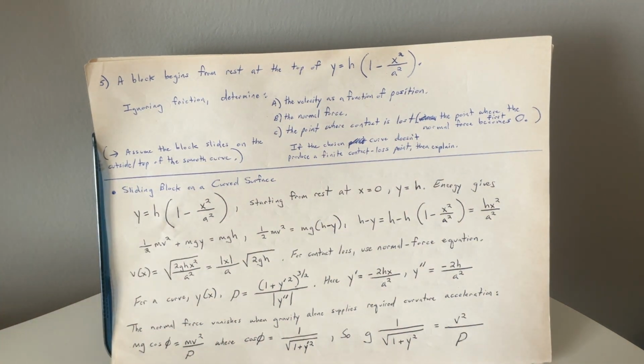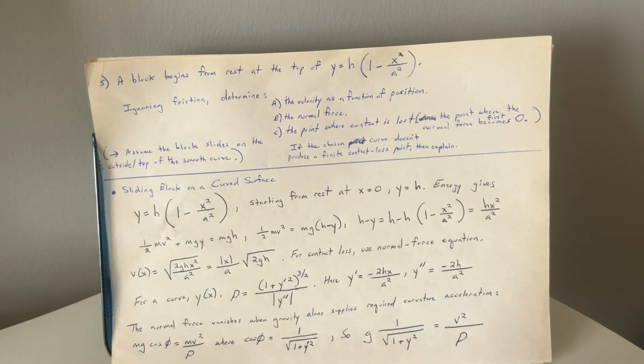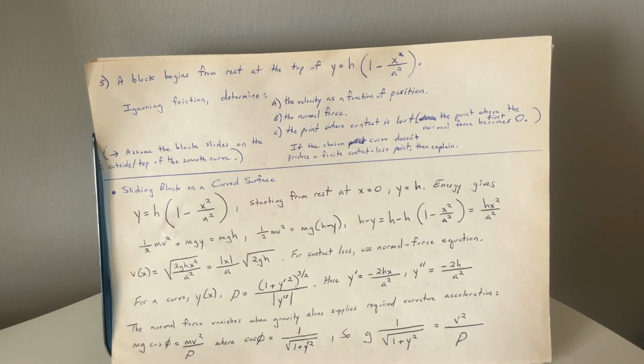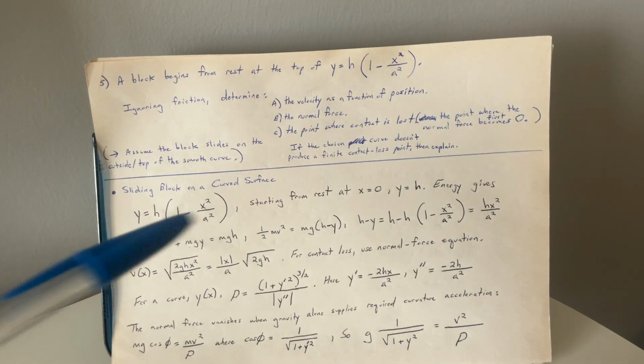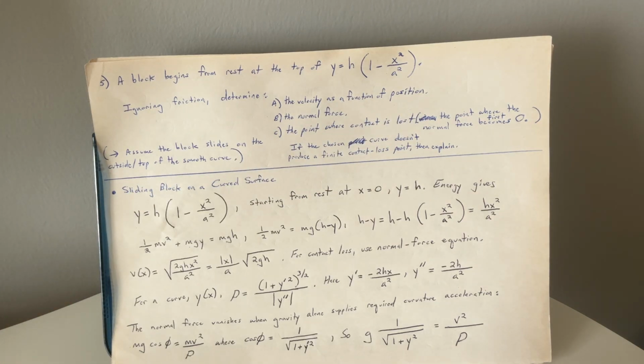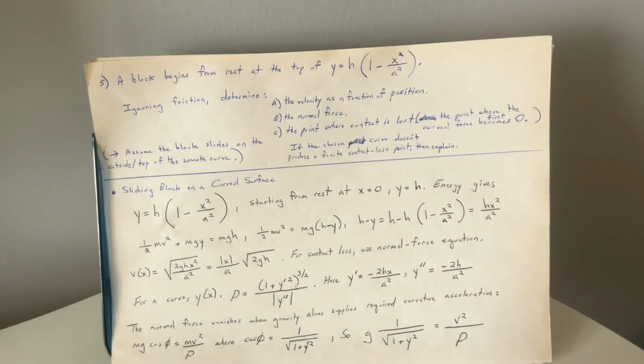A block begins from rest at the top of y equals h times the quantity 1 minus x squared over a squared. Ignoring friction, we're going to determine the velocity as a function of position, the normal force, and the point where contact is lost. So we're going to assume that this is the point where the normal force first becomes 0.